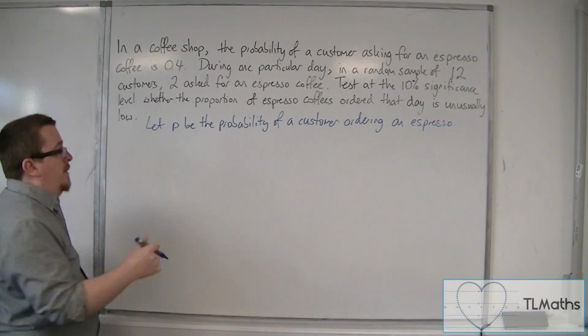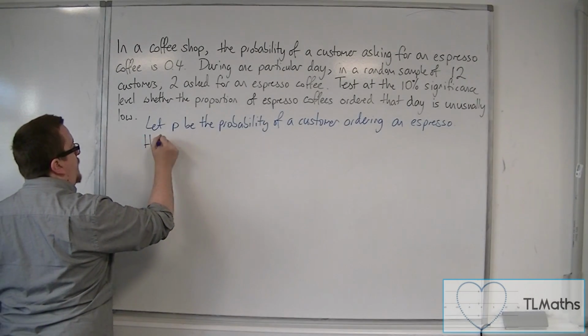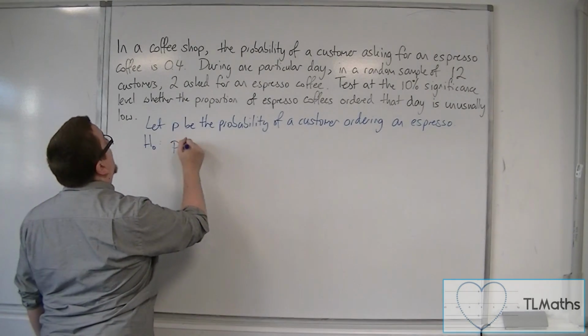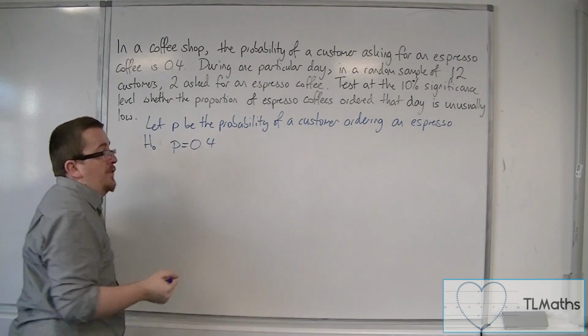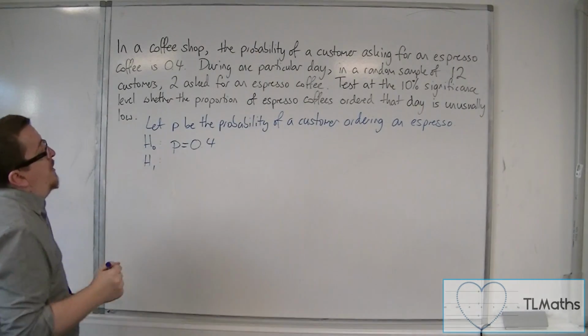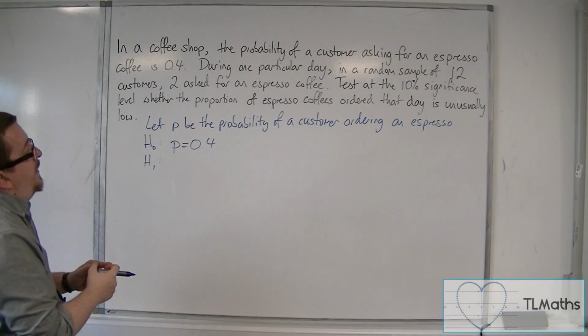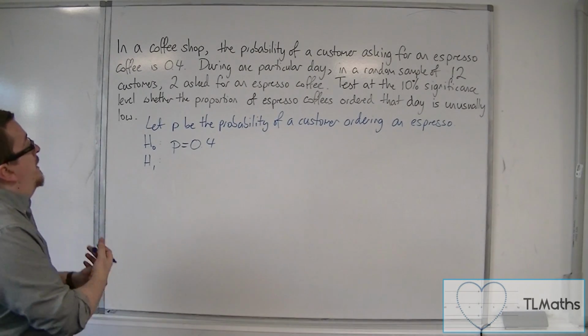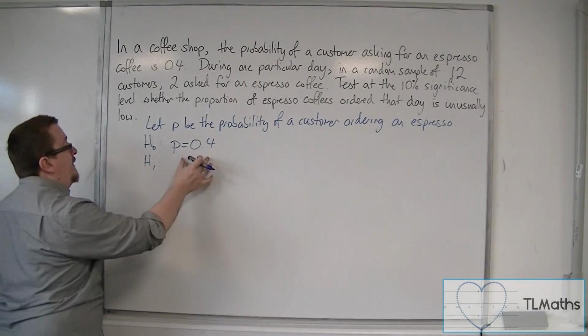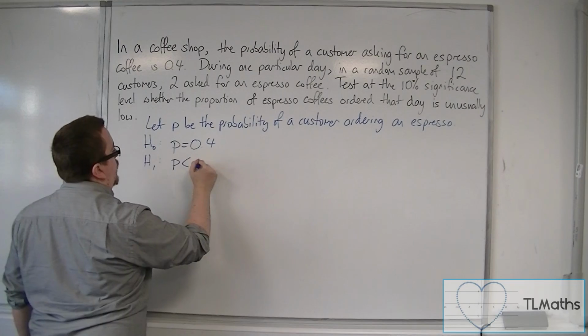We then set up the null hypothesis, H0. So the null hypothesis would set the probability to still be at 0.4, the devil's advocate position. And the alternative hypothesis, because we're wondering whether that 2 out of the 12 is unusually low, is that the probability is less than 0.4.